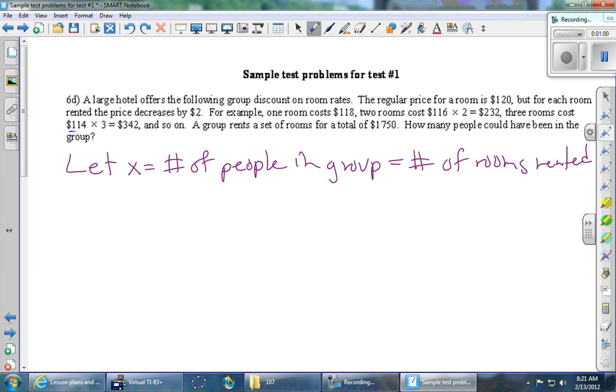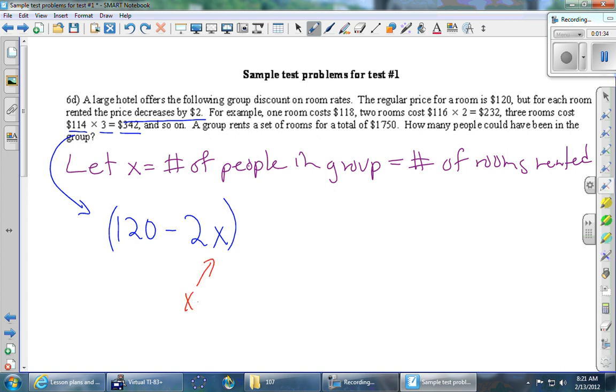We've got two numbers multiplied together to give me the total cost. So the first number has something to do with the cost of the room. Regular price for the room is $120, but then it starts to decrease depending on how many rooms you rent. So it decreases by $2 for each room that you rent. X was the number of rooms that we rent. So 120 minus 2x. This thing right here is the cost per room. And if you wanted to check real quick, for example, if you plug in x equals 3, you'll see that you get $114 in the parentheses.